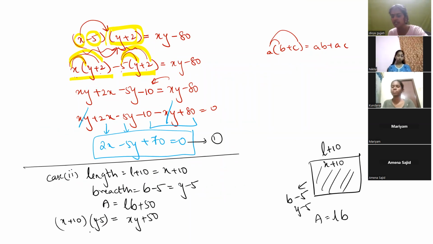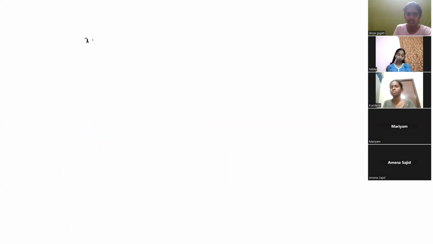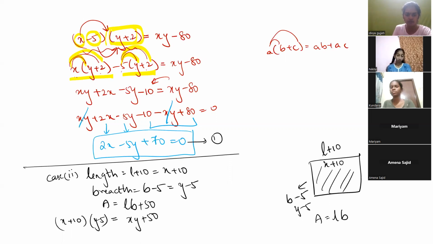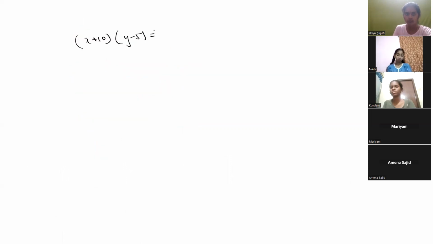Now the same steps will repeat. Whatever calculation you have done here, same way you calculate for the next one. Okay, so let me rewrite the equation here. So x plus 10 into y minus 5 is equal to xy plus 50. I just wrote the last statement again. Okay, now again solving the same method, beta.